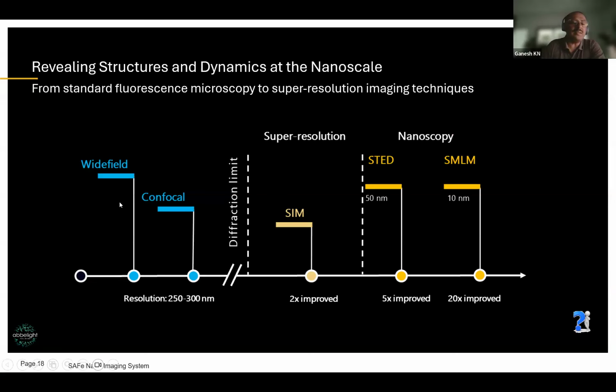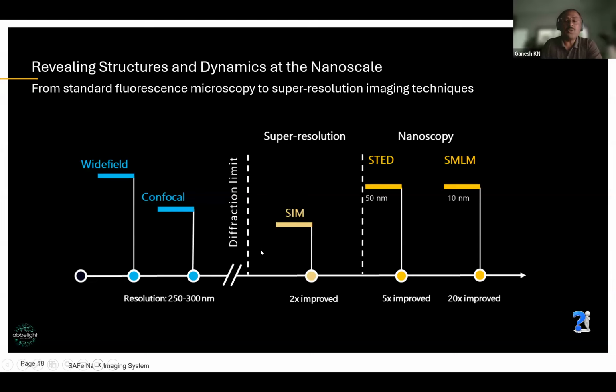If you look at this one, this is a conventional wide field fluorescence microscope, which gives you a resolution of 250 to 300 nanometers. Confocal enhances the signal to noise ratio, thereby improving the signal to noise ratio and resolution. But this is a diffraction limit. So these are some of the techniques that were available.